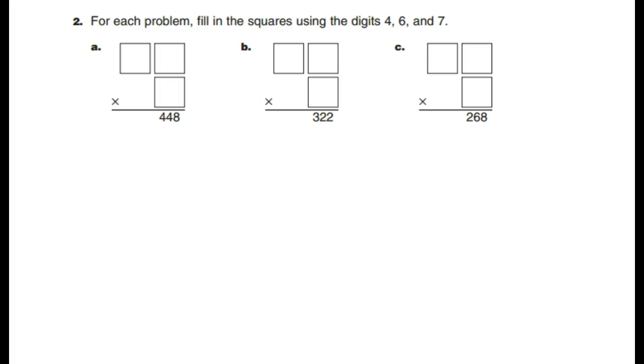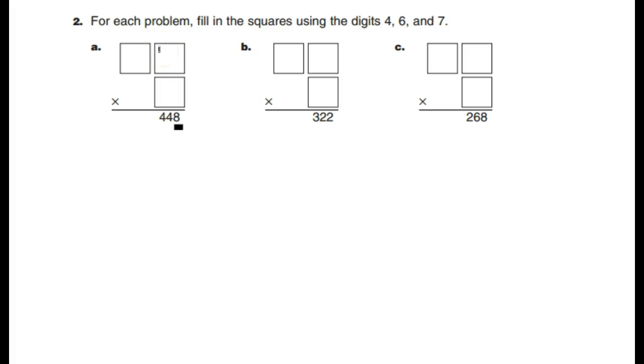And it says, for each problem, fill in the squares using each of the digits 4, 6, and 7. Taking a look at A, I have 48, and so I'm going to look at that ones digit, the 8. So the ones digit of the answer of these two numbers multiplied by each other has to be an 8. I could do 4 times 6, that's 24, so my ones digit would be a 4. I could do 6 times 7, that would give me 42, so the ones digit would be a 2. I could do 4 times 7, and 4 times 7 is 28. That gives me an 8 in the ones digit. So let's try something like that.